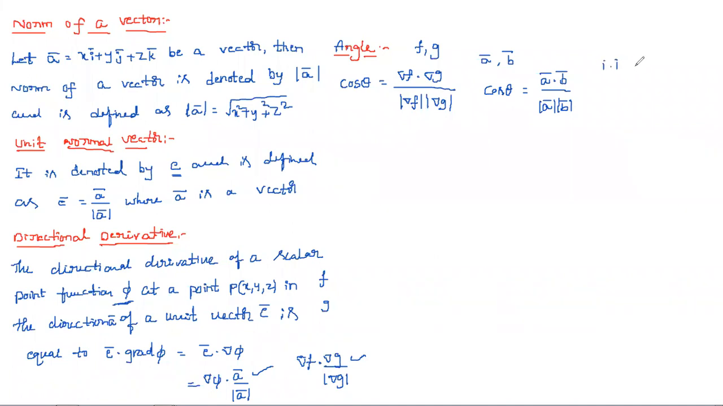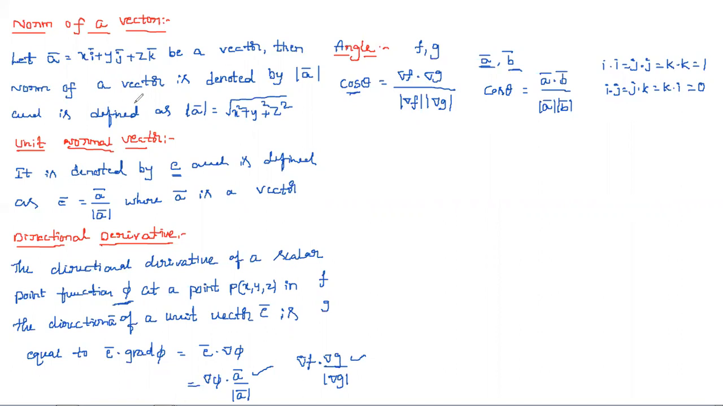i dot i equals j dot j equals k dot k equals 1, and in all the rest of the cases, like i dot j or j dot k, the value becomes 0. And mod a bar, we'll simply write as norm a bar. If they give scalars, we need to convert into vectors and then find the angle. If they give vectors directly, we can find the angle directly.